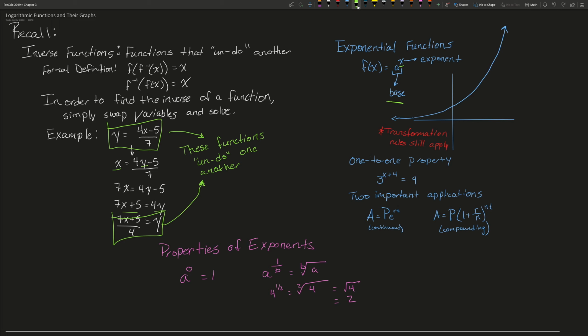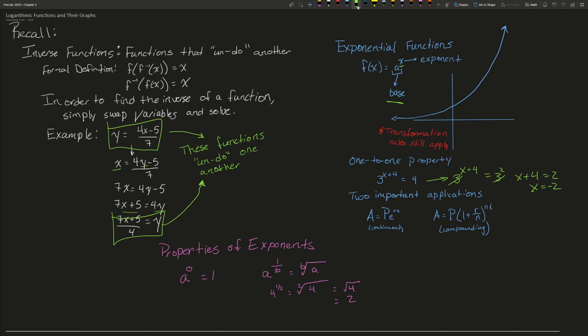So, for example, if we have 3 to the power of x plus 4 is equal to 9, we can rewrite this as 3 to the power of x plus 4 is equal to 3 squared. Because there are the same bases on both sides, they basically cancel. So then we have x plus 4 is equal to 2, so x is equal to negative 2.